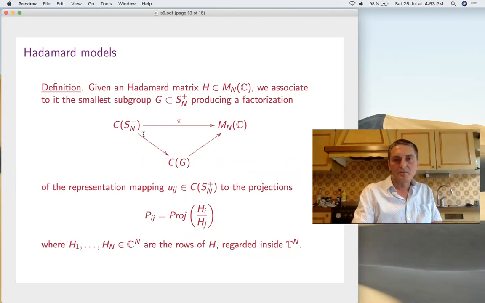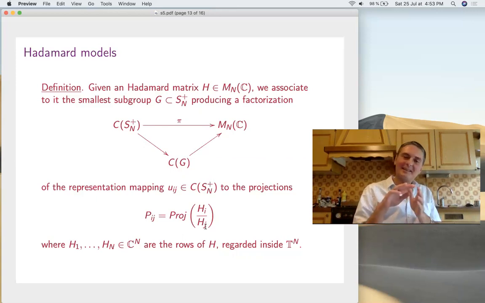We associate to it this representation of C(S_n^+), the quantum permutation algebra, simply by mapping the coordinates to these rank 1 projections. So I take H, and the rows of H, which are pairwise orthogonal, and they're regarded inside the torus. I mean, the entries are on the circle. So that's why I can divide.